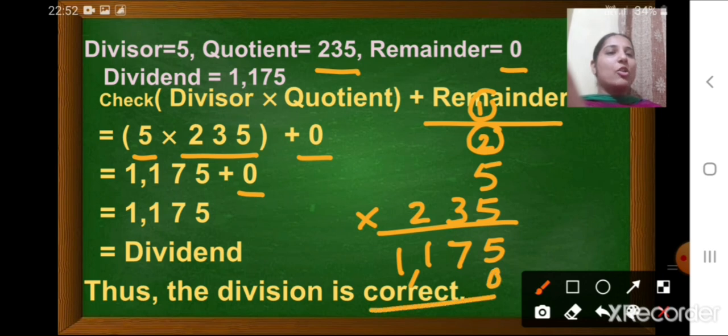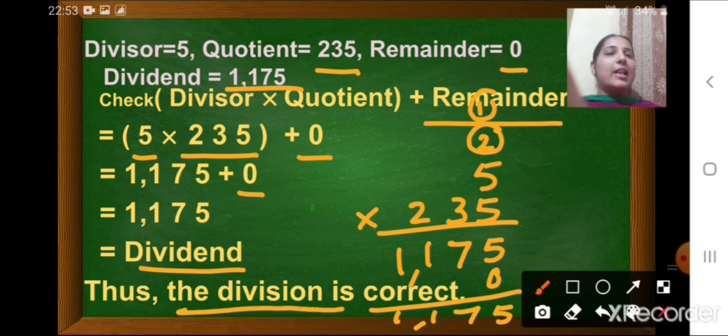If we add 0 to it, what will we get, children? We will get the dividend, isn't it? Which was 1175. So what does it show? It shows that the division is correct. Okay, children? You can see I have written it like this, divisor and then quotient.